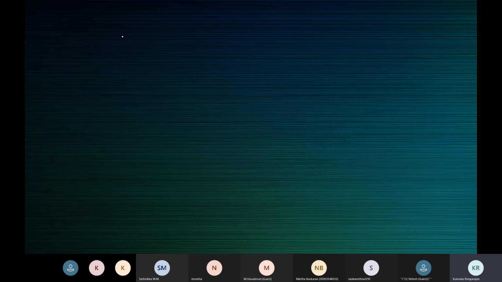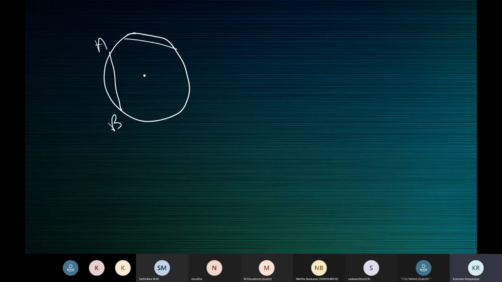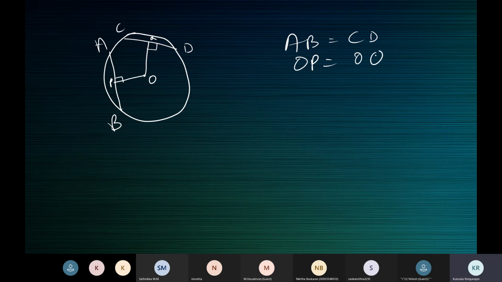Distance is always perpendicular distance. The two chords are equal in length. Chord AB is equal to chord CD. This is the perpendicular distance of chord AB from the center, and this is the perpendicular distance of chord CD from the center. Let's call them P and Q. If the length of chord AB is equal to the length of chord CD, then this distance OP is equal to this distance OQ.